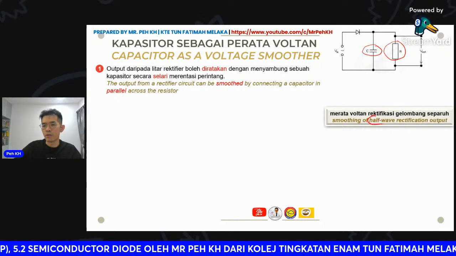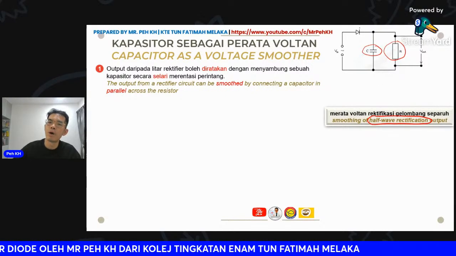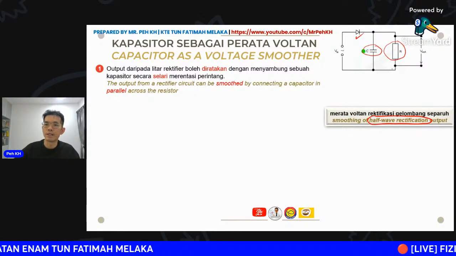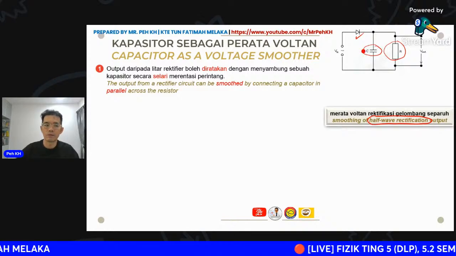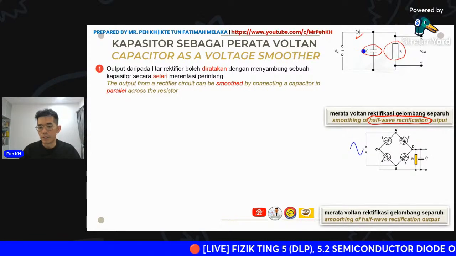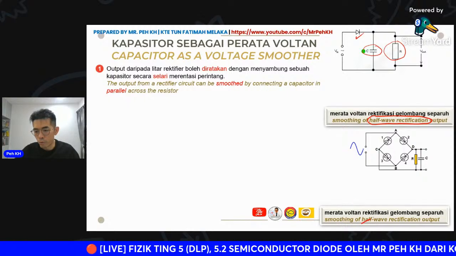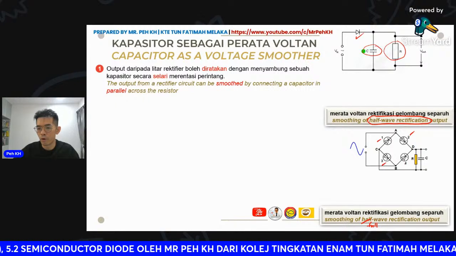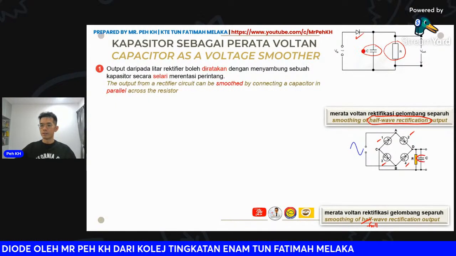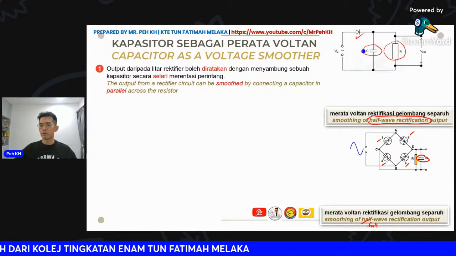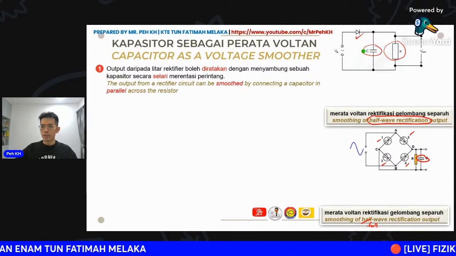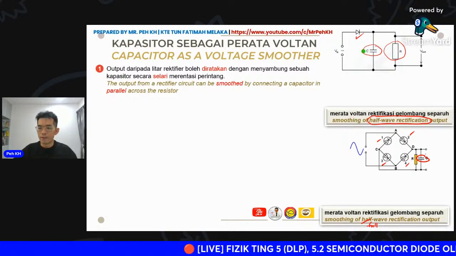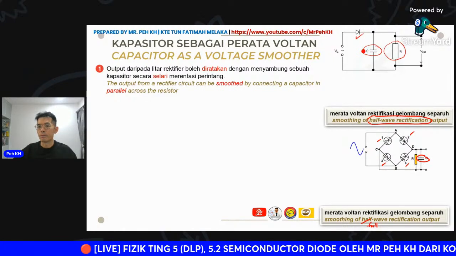So for the half wave rectification, only one diode is involved. Okay, so the capacitor will be here, connected parallel to R. Then here is actually full wave rectification. So here 4 diodes are involved. The capacitor here will be connected parallel to R also. So this is a connection where you need to take care so that the current is able to flow through.